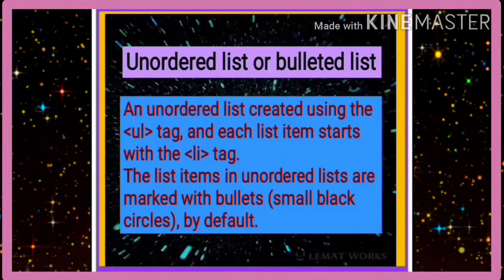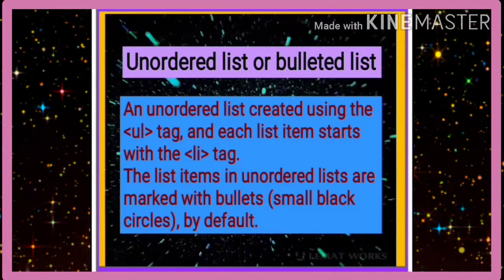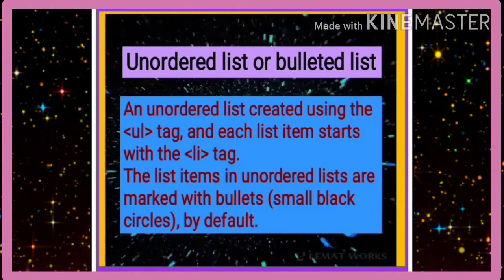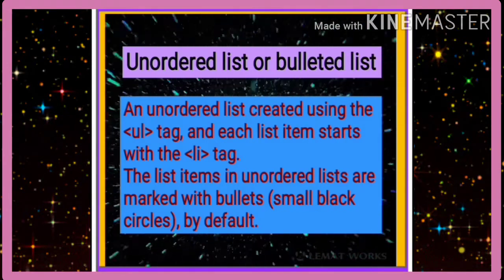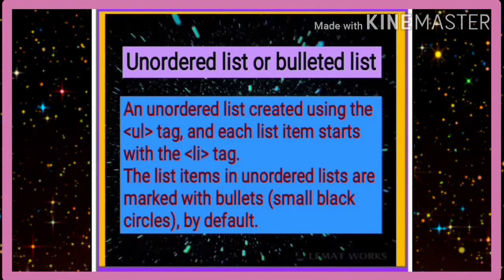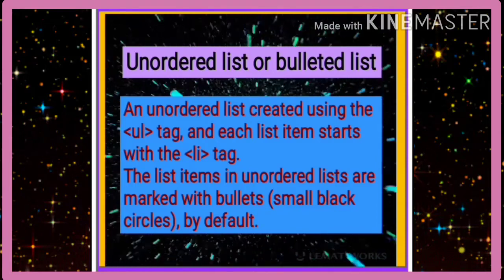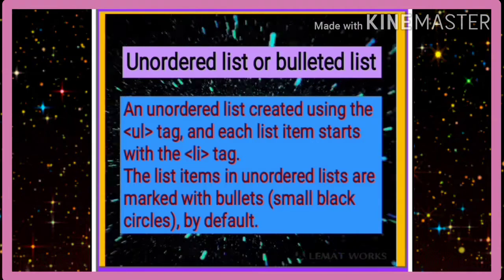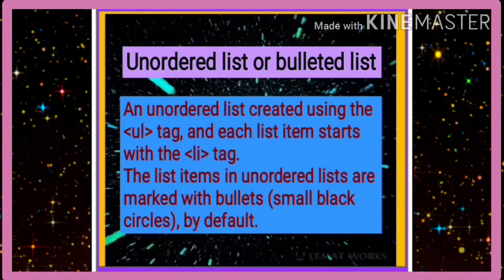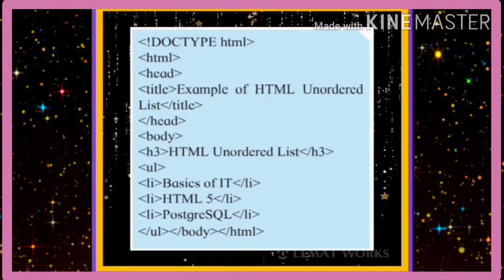Next list is unordered list, which is also known as bulleted list. An unordered list is created using the UL tag and each list item starts with the Li tag. Li tag is a pair tag, so you have to close it. The items in an unordered list are marked with bullets by default. Bullets means small black circles. Let's see one example of unordered list.